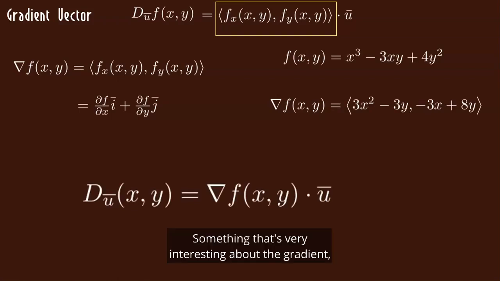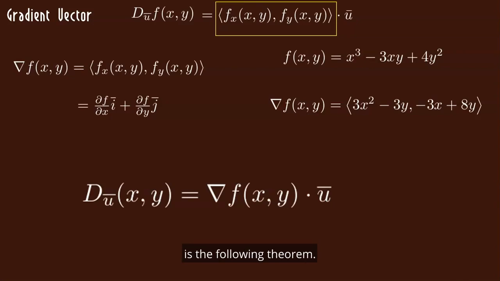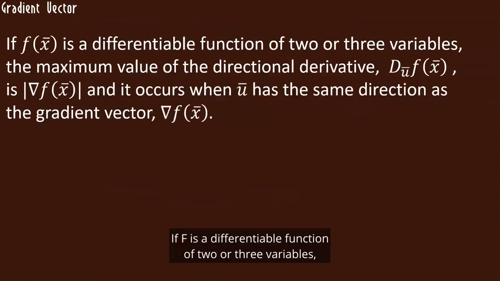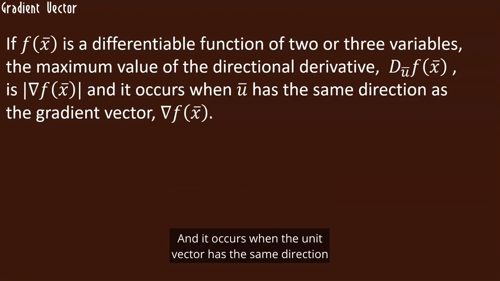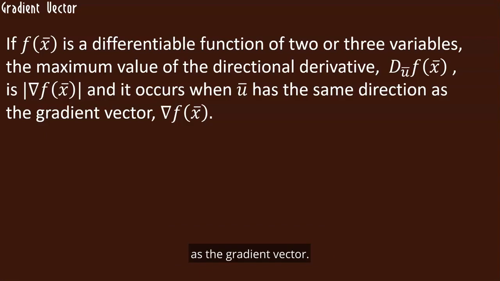Something that's very interesting about the gradient, which makes it worth pulling out and looking at, is the following theorem. If f is a differentiable function of 2 or 3 variables, the maximum value of the directional derivative is the magnitude of the gradient at that point. And it occurs when the unit vector has the same direction as the gradient vector.